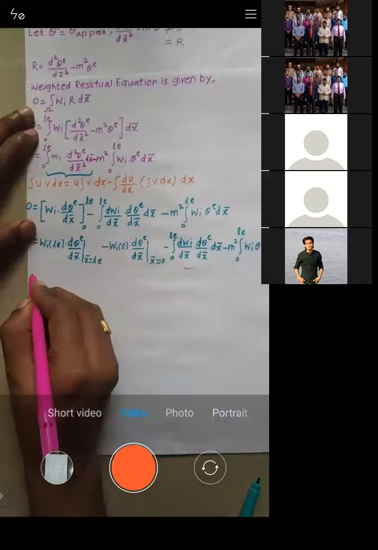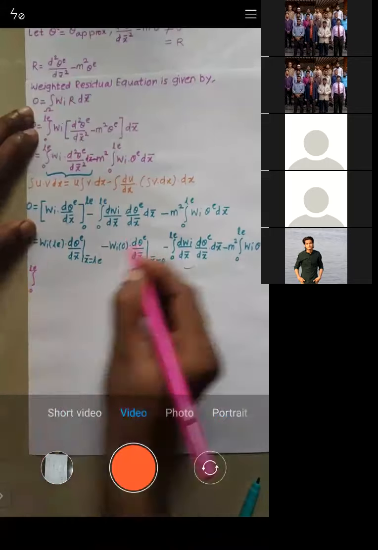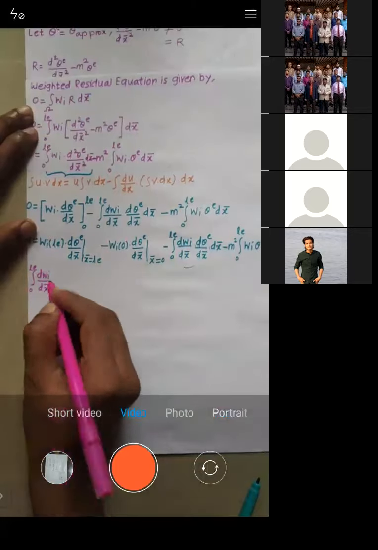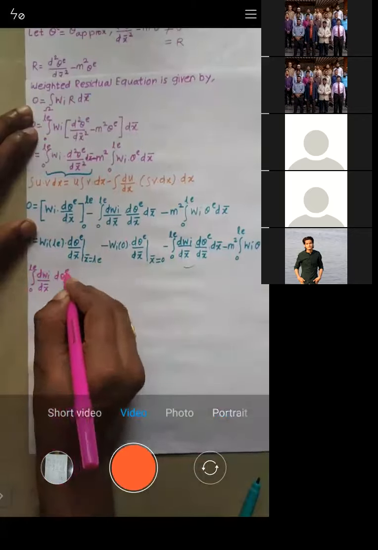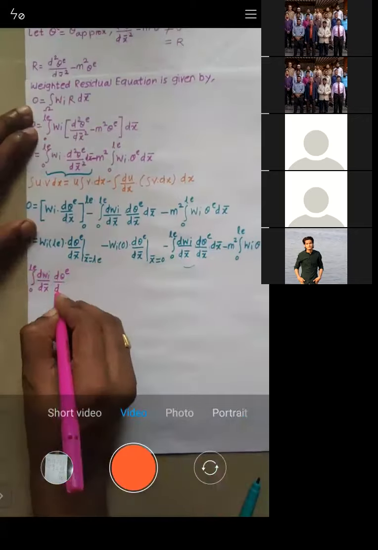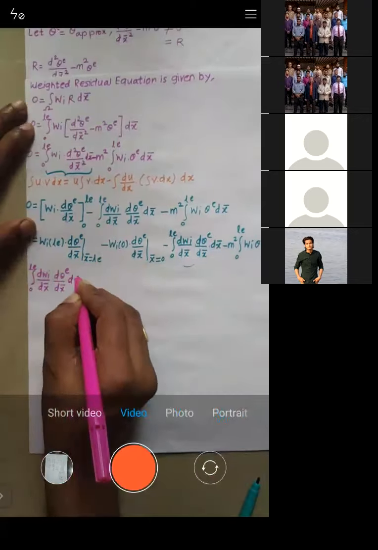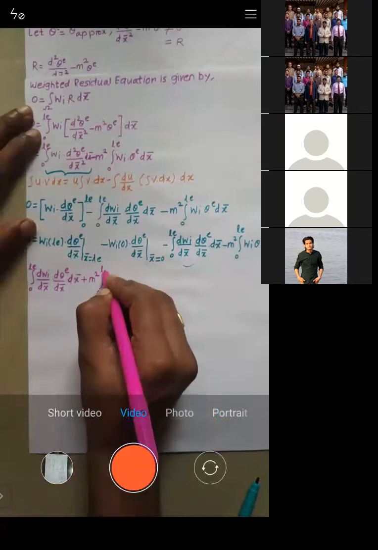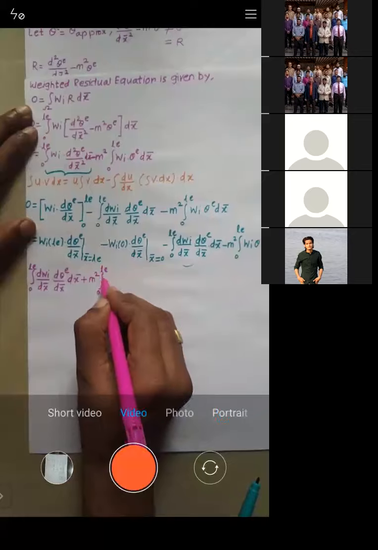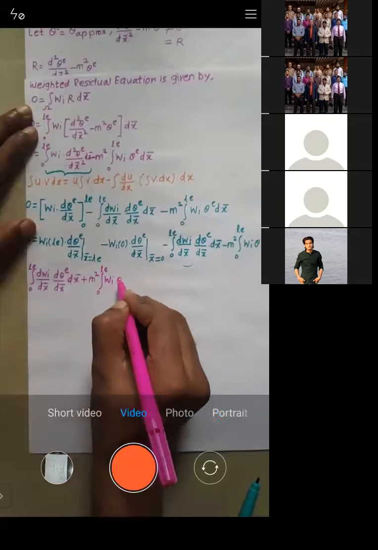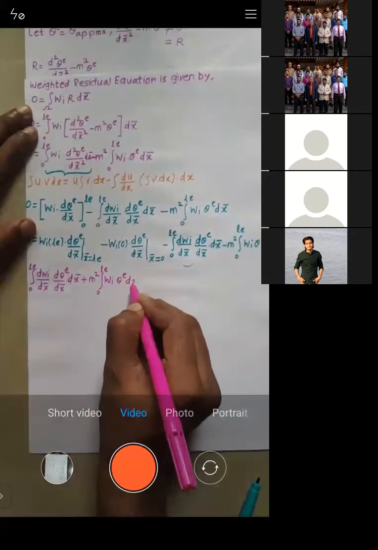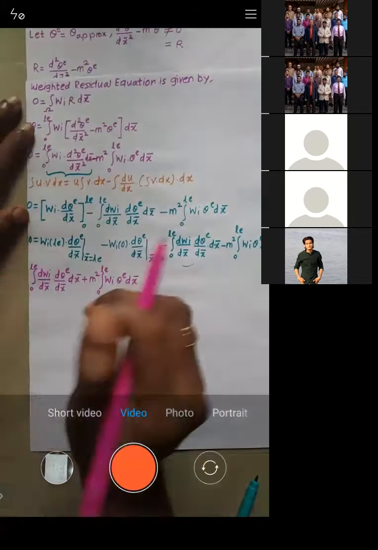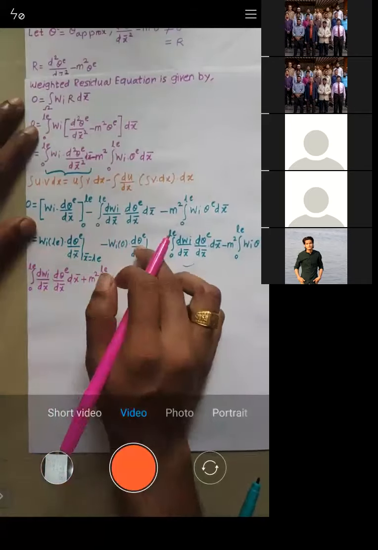So I'll just write these as integral 0 to LE of dwi by dx bar into d theta e by dx bar dx bar, plus m square integral 0 to LE of wi into theta e dx bar. So these two terms I bring to the left hand side, and these two terms I will keep on the right hand side only.